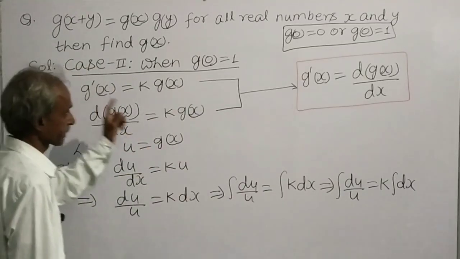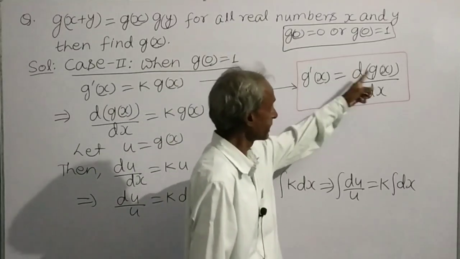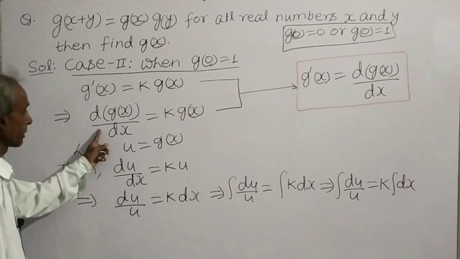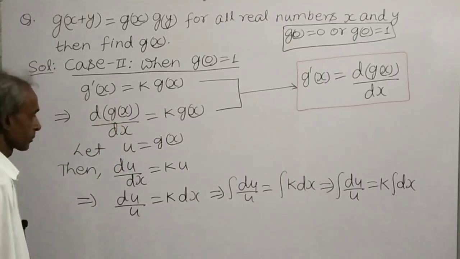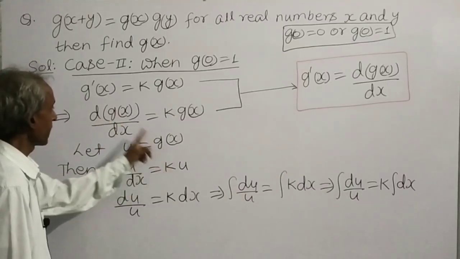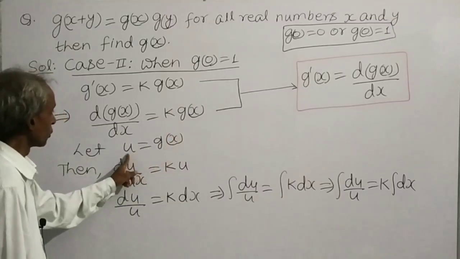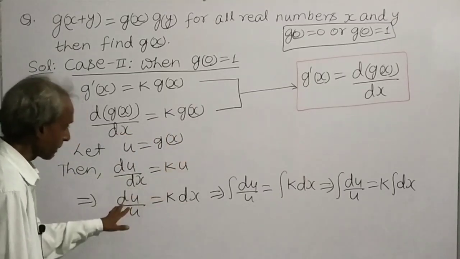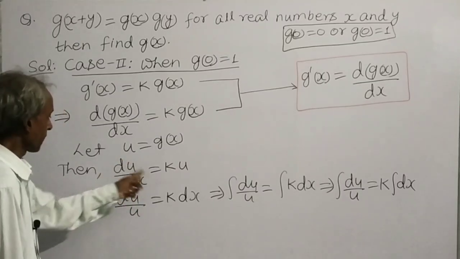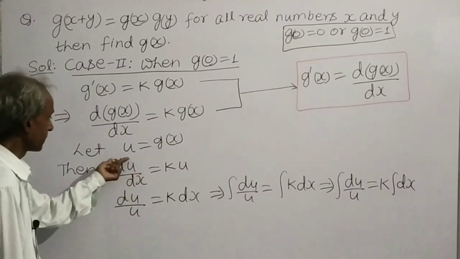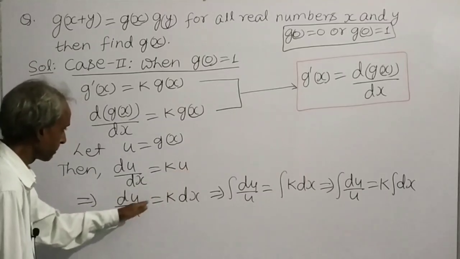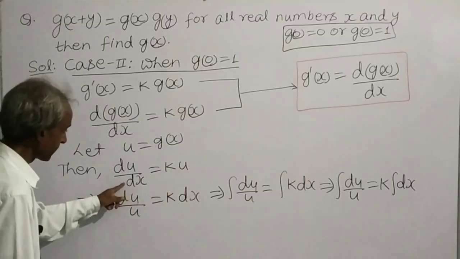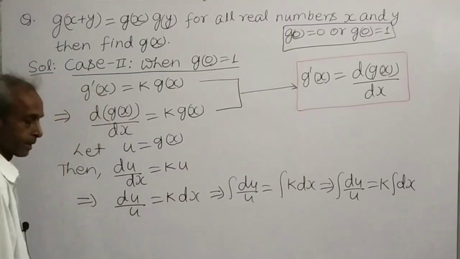Since g dash x means d g(x) by dx, therefore we write here d g(x) by dx. Now we suppose g(x) is equal to u, then this can be written like this. Separate variables. On the left side, here is du, therefore we shift this u on the left hand side and shift this dx on the right hand side.